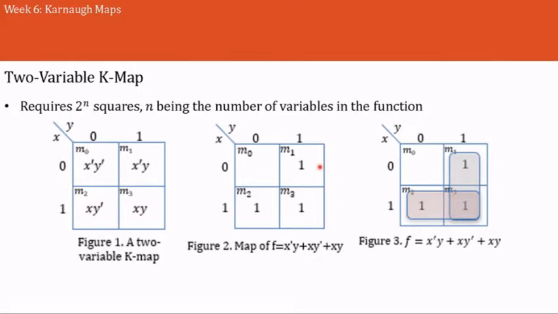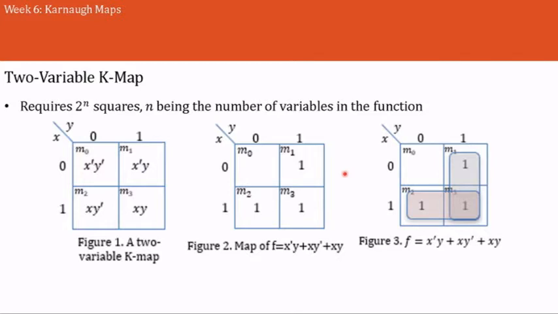And we have here figure number 2. We have plotted values for minterm 1 to be 1, minterm 2 to be 1, and minterm 3 to be 1. If we look at the Boolean expression for each minterm, minterm 1 is actually x prime y. For minterm number 2, that is x y prime. And for minterm 3, that is x y.